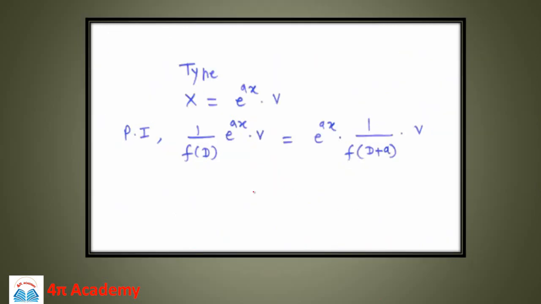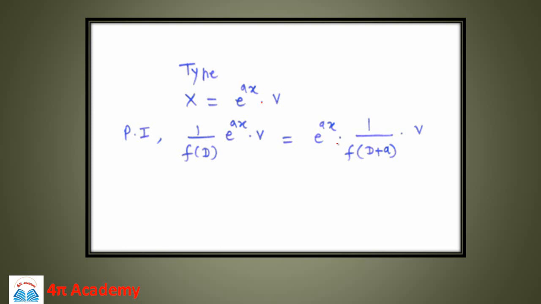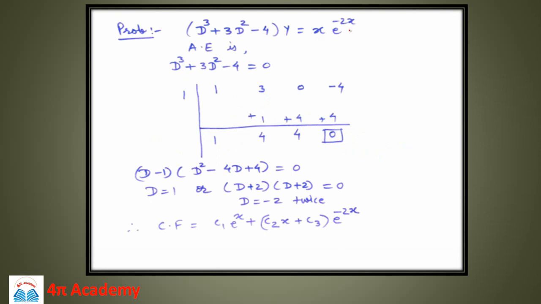Then one more type, that is if this X is of the type which is e raised to power ax into V, then the particular integral will be 1 upon f of D into e raised to power ax into V, can be written as e raised to power ax into 1 upon f of D plus a into V. Let us take one example. D cube plus 3D square minus 4 y is equal to x into e raised to power minus 2x. So it is of the form e raised to power ax into V.